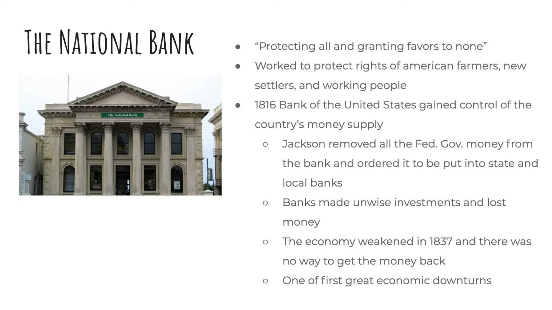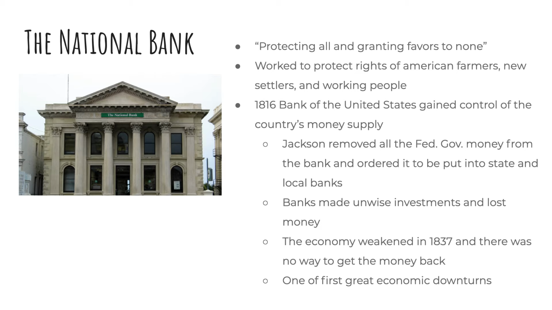Before he became president in 1816, there was the National Bank, and this is the Bank of the United States. So this bank gained control of the country's money supply. So all of the money that the government used was stored in this bank. Jackson didn't like the fact that only one bank had all of the United States money, so he decided to take all of the federal government's money from this bank and put it into the state and local banks. So he kind of distributed all of the federal government money into smaller banks.